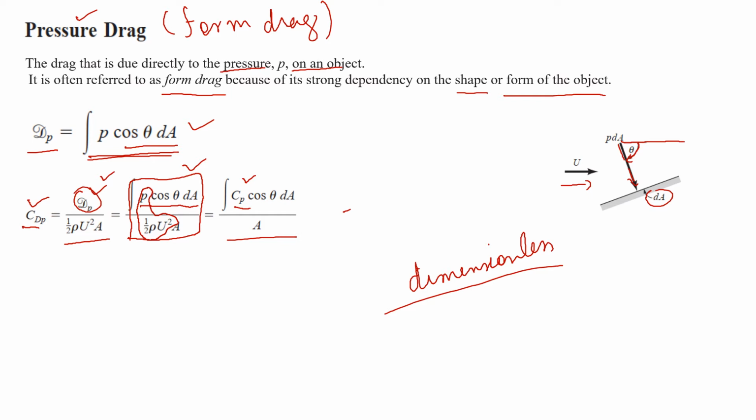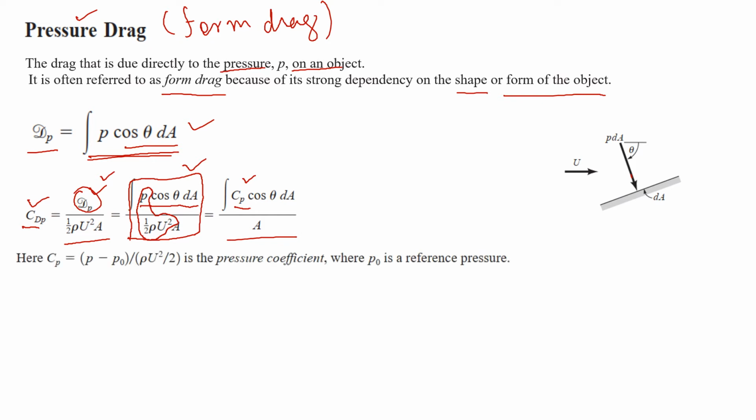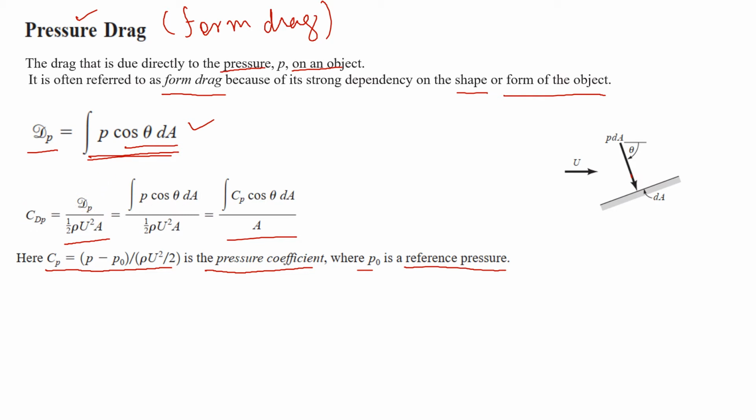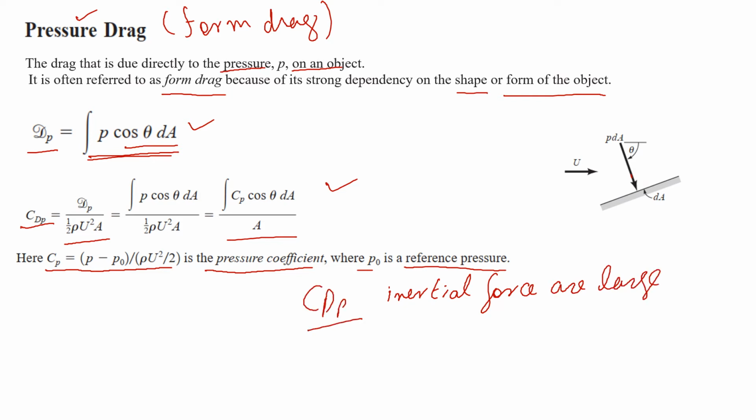So let's discuss a little bit more what will happen if we increase the Reynolds number. This is what we already discussed, that this term right here is the pressure coefficient, and P naught is the reference pressure. So there can be two scenarios if we are going to discuss this pressure drag. In the first place, let's say that the inertial forces are very large. So what will happen to the pressure drag coefficient if the inertial forces are large?